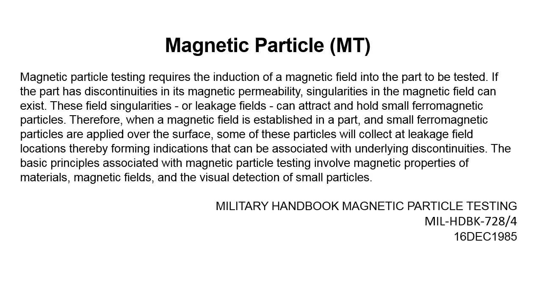Therefore, when a magnetic field is established in a part and small ferromagnetic particles are applied over the surface, some of these particles will collect at a leakage field location, thereby forming indications that can be associated with underlying discontinuities. The basic principles associated with magnetic particle testing involve magnetic properties of materials, magnetic fields, and the visual detection of small particles.